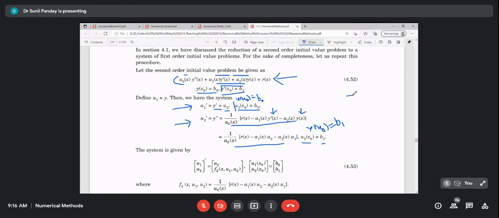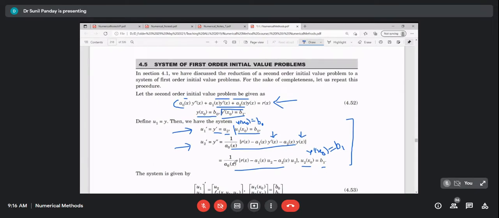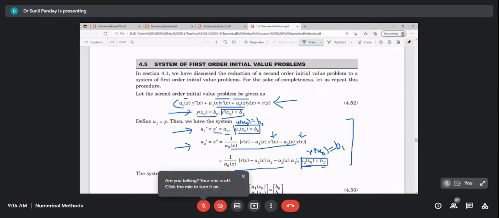So now we have a system of first order equations with initial conditions. These are the initial conditions, this one and this one. So if you have a third order or fourth order initial value problem, now you have two equations in two variables u1, u2. If you have a third order initial value problem, you have three equations in three variables, and still it is a system of first order initial value problems.